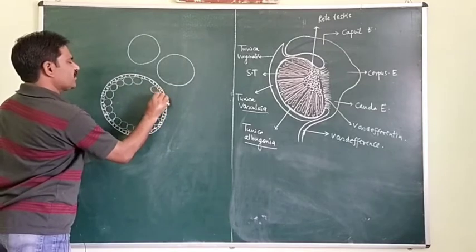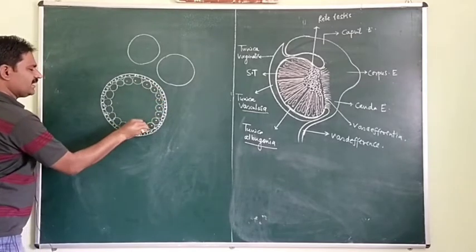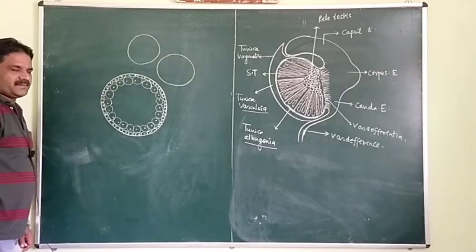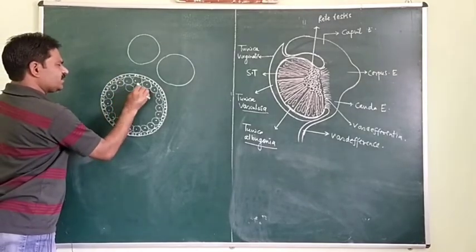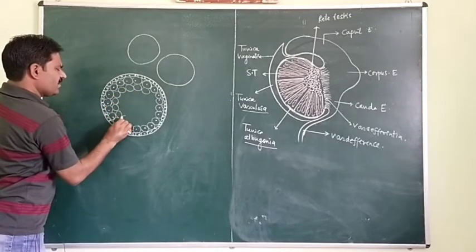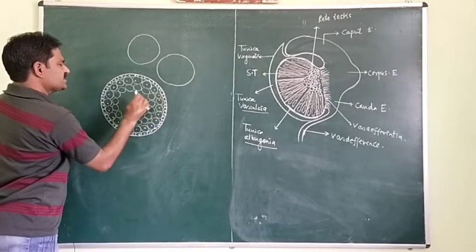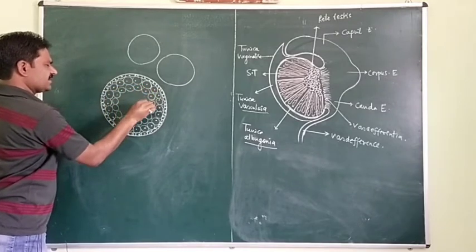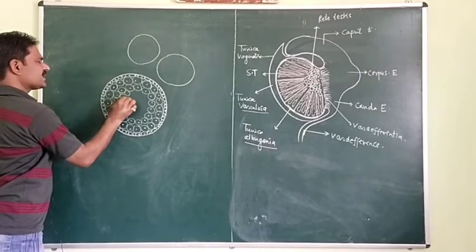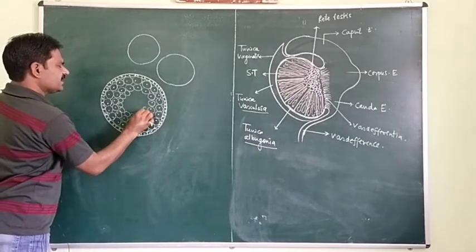Spermatogonia. These are the diploid cells, the spermatogonia. Spermatogonia, or spermatogonial cells, divide to form primary spermatocyte cells, which are comparatively smaller cells. Again, the primary spermatocyte cell divides to form a smaller one, the secondary spermatocyte cell.